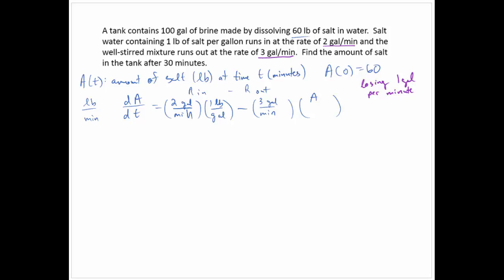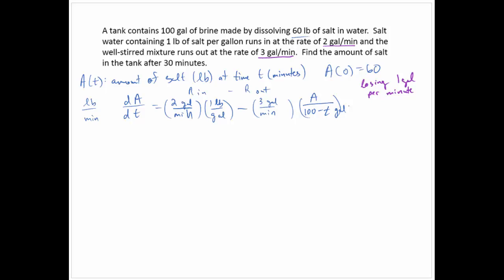So that affects the number of gallons leaving. And we can express that as 100 minus t gallons at any time t. All right, so it's always coming in at 1 pound per gallon, but for any time t, it's leaving at A pounds per 100 minus t gallons.